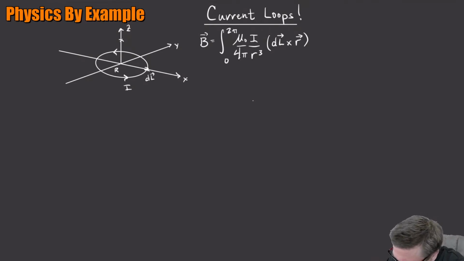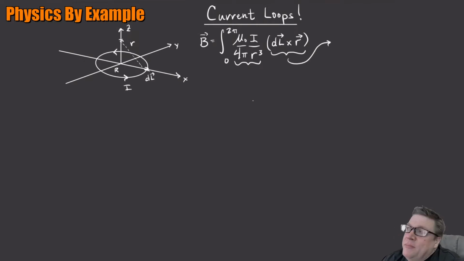Look, all of this stuff out front looks like it can be pretty easy, because all that is just constants, right? Mu naught, I is the same everywhere, 4 pi. R cubed, where r is the distance from that little bit up to the point we're interested in, and that doesn't change as we go around the loop, right? So all that stuff is just going to come out front.